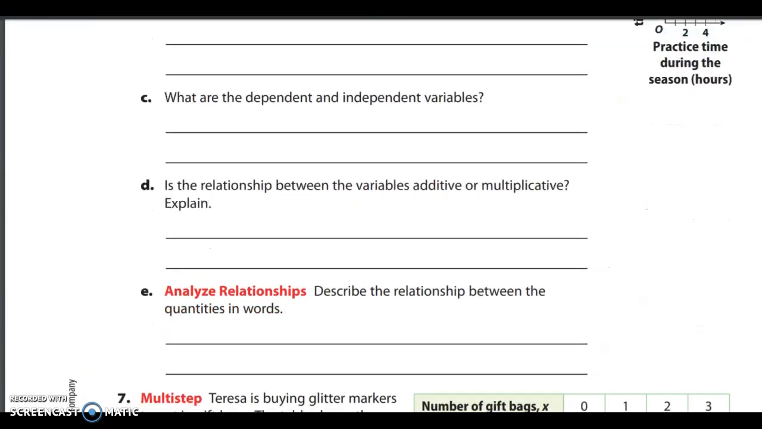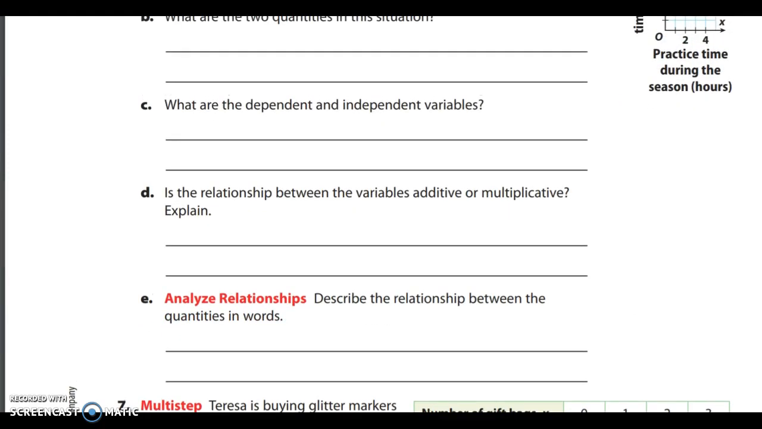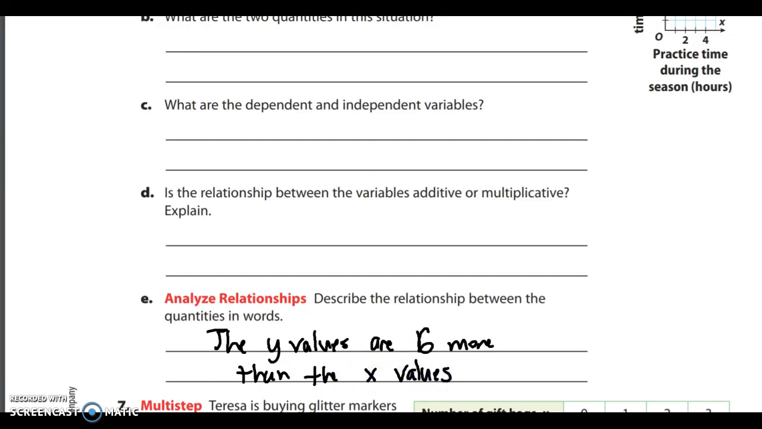E says, describe the relationship between the quantities in words. We'd say this, the y values are 6 more than the x values. Cool, good job. We are done with question number 6. Let's move on to number 7.